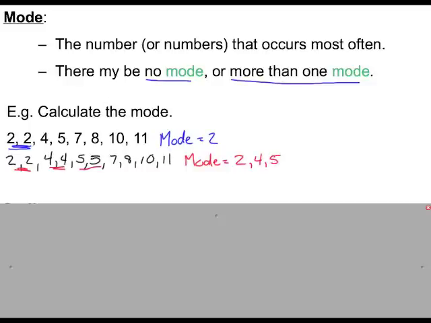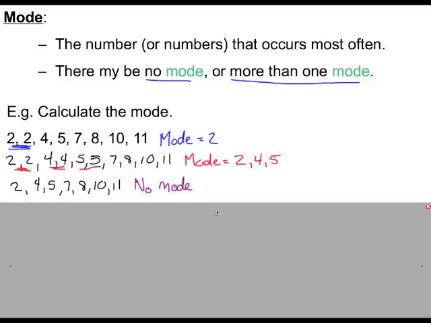If we look at one more example, let's say we have 2, 4, 5, 7, 8, 10, and 11. In this example, all the numbers only appear once, so we don't have any mode. So no mode when we only have numbers appearing once.